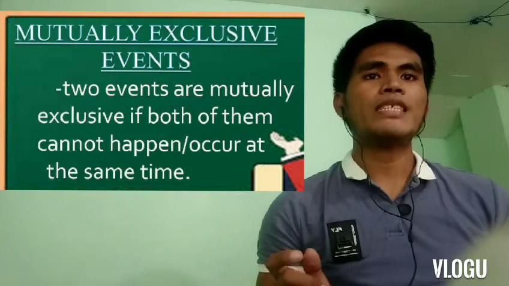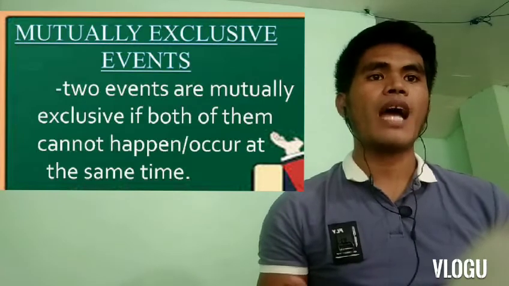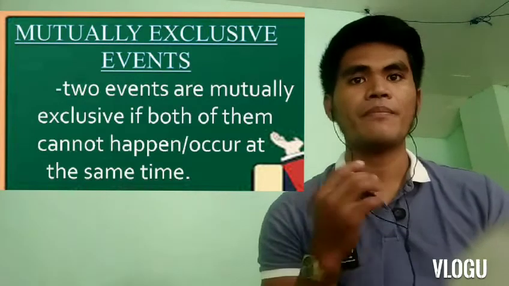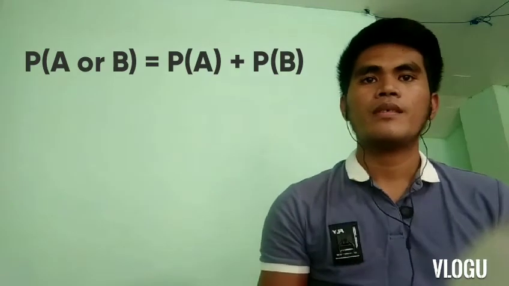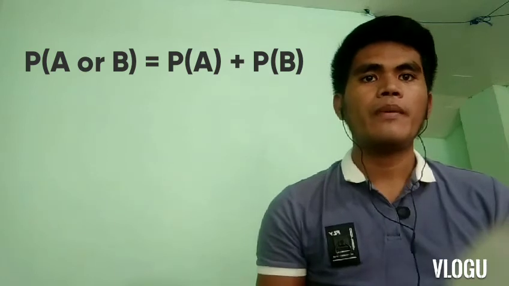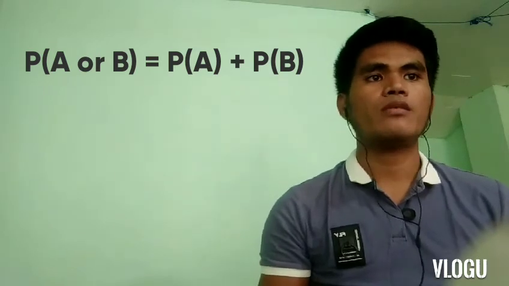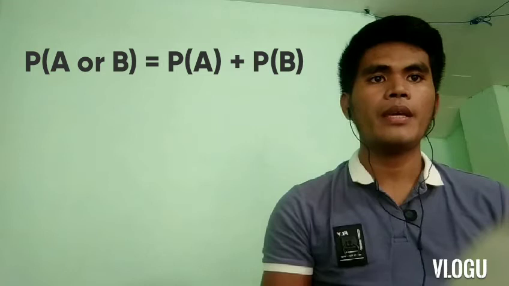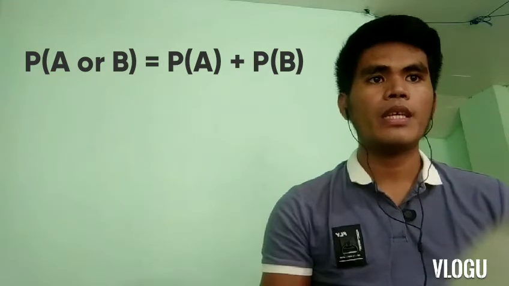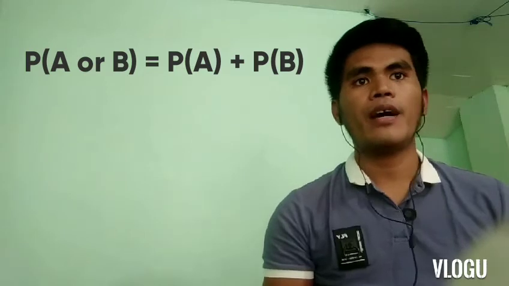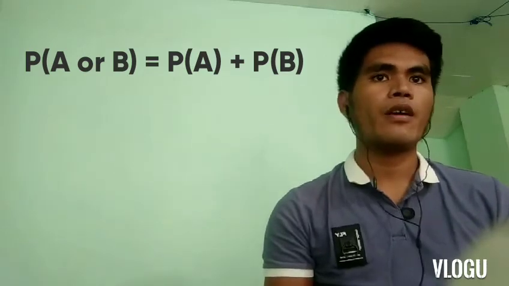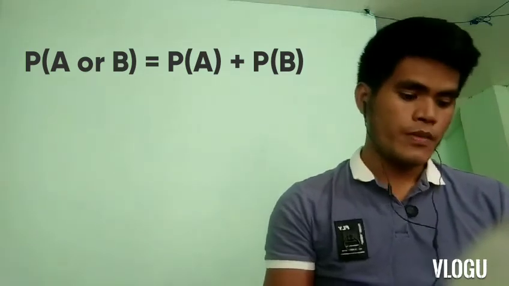Two events are mutually exclusive if both of them cannot happen or occur at the same time. To find the probability of two events, we will use this formula. The probability of A or B is equal to the probability of A plus the probability of B. So we're going to use that formula to find the probability of two events that are mutually exclusive.